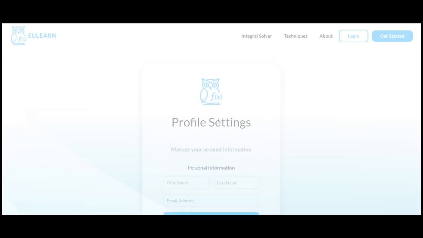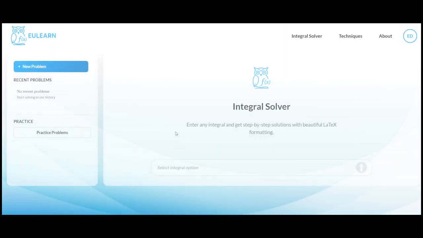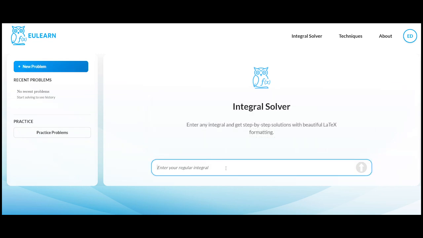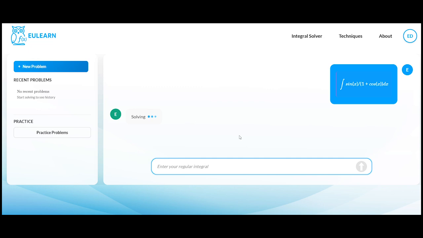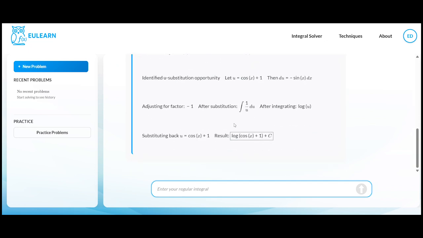Once logged in, users can access the profile page where they can manage their personal information. Let's go to the integral solver page. We're going to begin by solving a regular integral. This is a regular integral that requires U substitution. Let's see how Eulearn does. As you can see, Eulearn has found the correct answer and the substitution, which is cosine x plus 1.